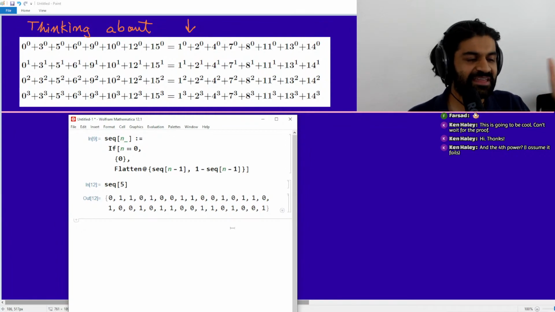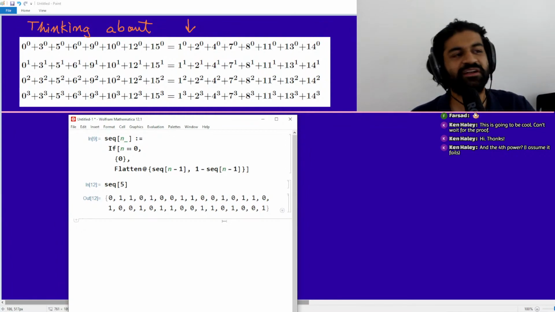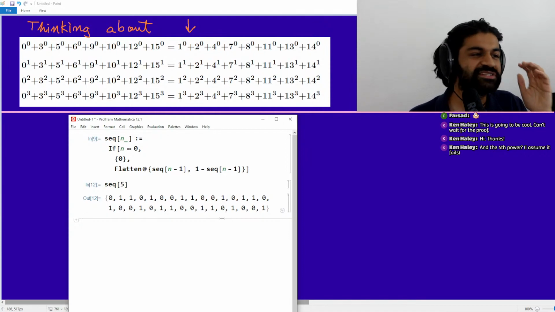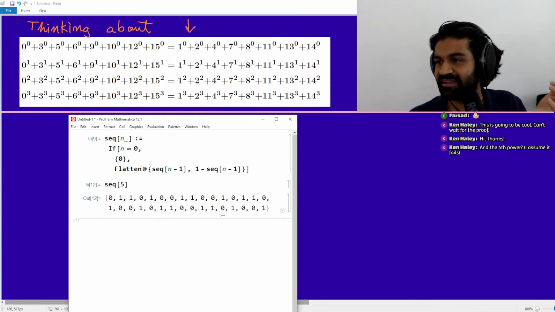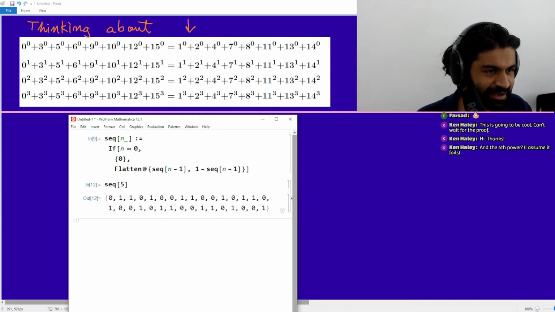So let me know if that makes sense. Just a quick bit of code to get the Morse sequence of length 2 to the n in Mathematica.